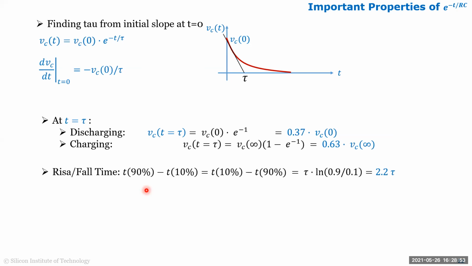And Puneet talked a lot about delays, right? So you have propagation delays and you have transition time. So this is transition time. Propagation delay is directly proportional to tau. So your propagation delay of an inverter is usually the tau of your inverter.